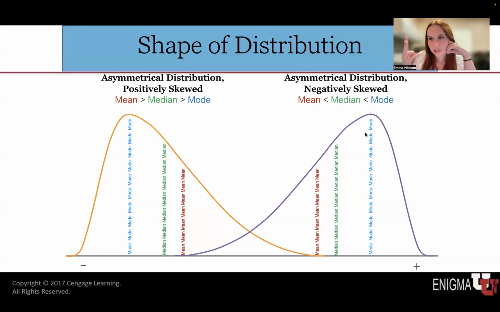Same thing is true, but just flipped for a negatively skewed graph. Mode is at the high point, median's in the middle, mean pulled towards the outliers or the tail.